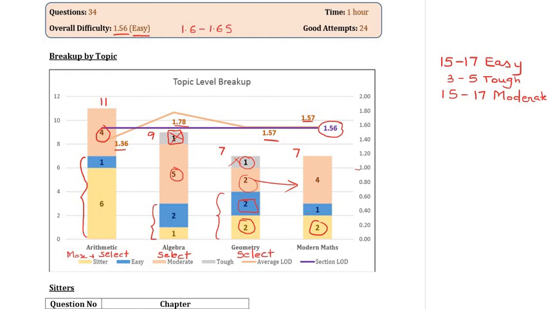The same logic would apply to modern math where you should have tried to attempt as many easy questions. Within the moderate questions, depending on your comfort with the areas from which these questions were asked, you should have selected the right questions to attempt. So overall, this was the typical kind of mock where each area required you to select the right kind of question so that you were able to clear the sectional cutoff. If I look at the overall breakup, I can see that there were 11 sitters and there were 6 easy questions.